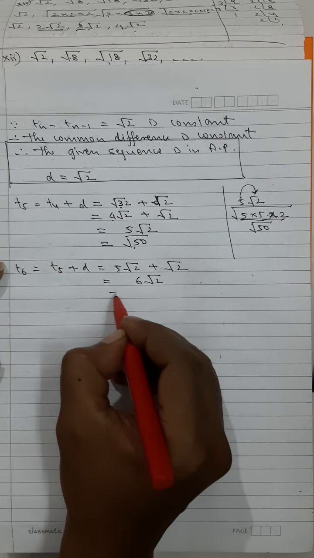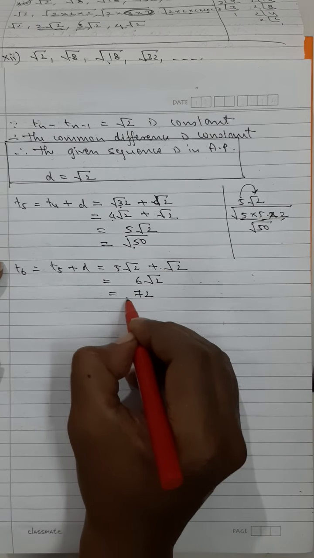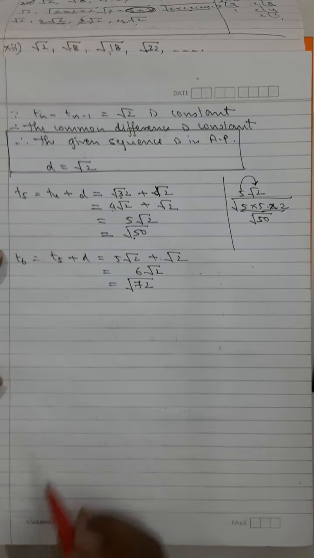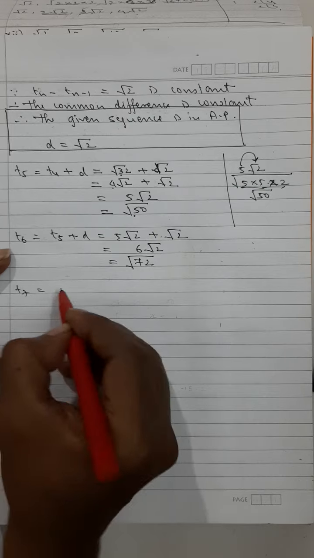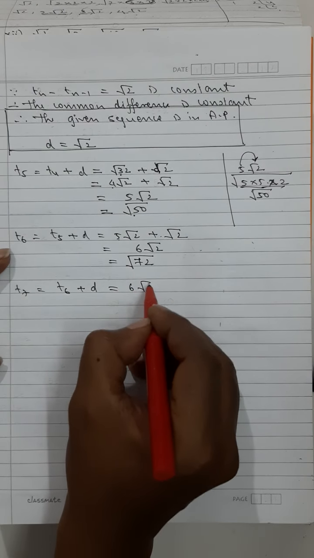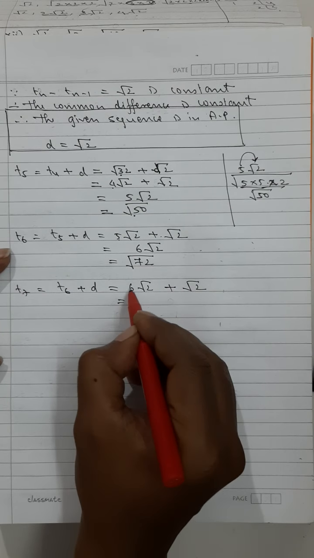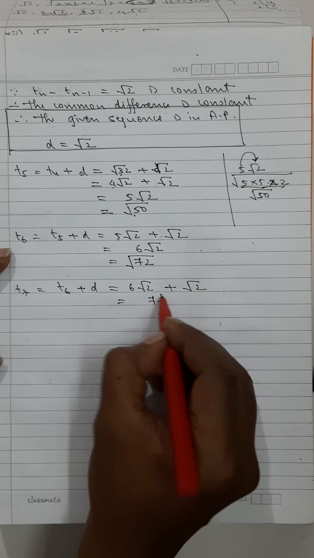Now again 6 will go inside. That will become 6 sixes are 36, into 2, 72. Fine. Then again T7 will be equal to T6 plus d. T6 I am taking in simplified form purposely because I want to solve. Now again 6 plus 1 will become 7 root 2.